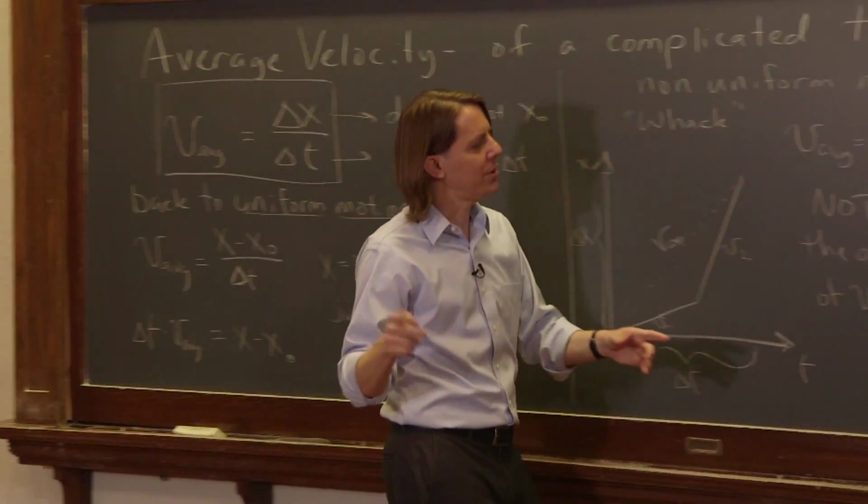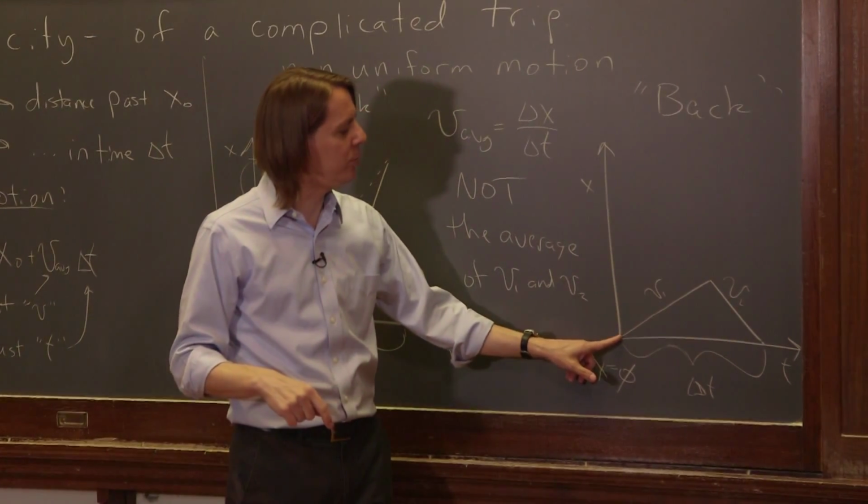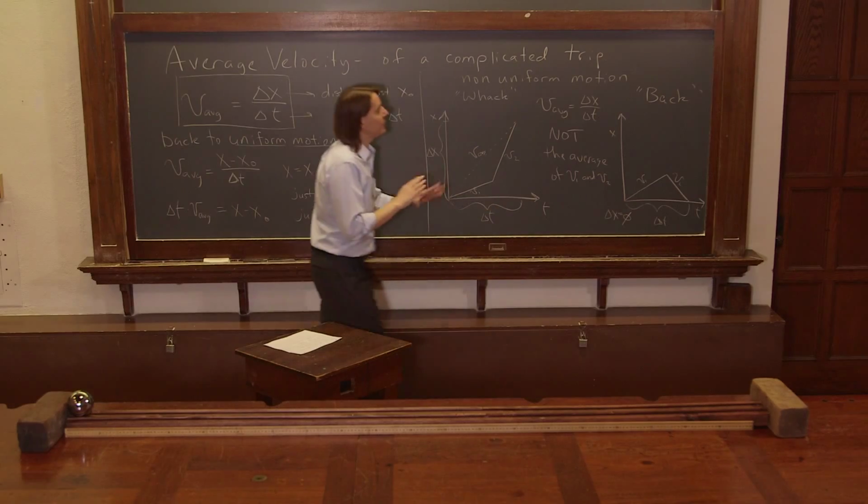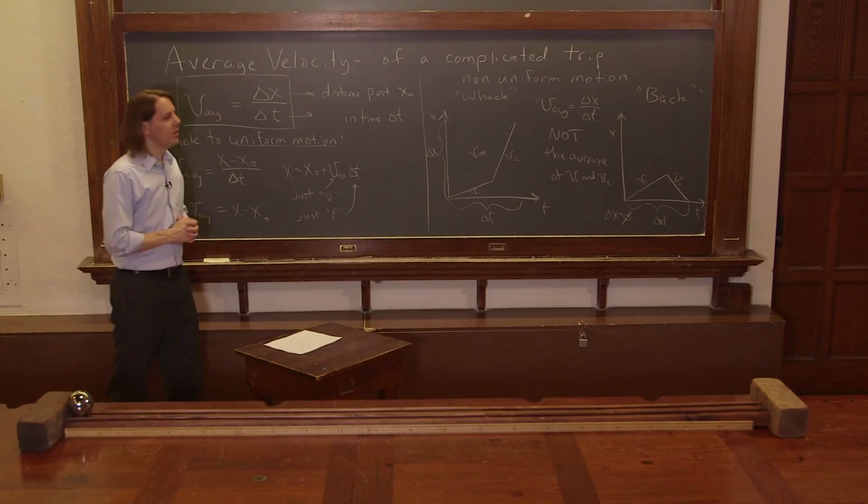But this is a case where you really have to see it. You have to realize there was no displacement here. It ended up right back where it started. So that's how you use average velocity. Let's see how we use it in a few problems.